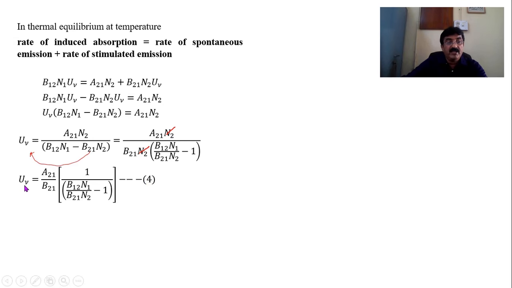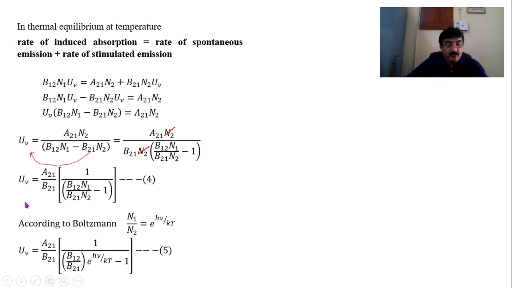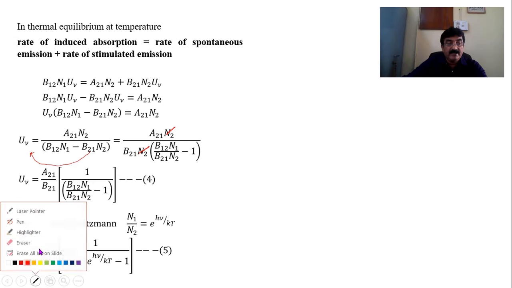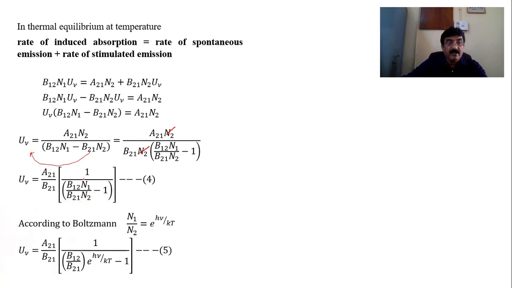So I have one equation for U gamma, but according to Boltzmann we have a substitution. N1 by N2 is equal to e to the power of h nu by kT. Therefore in this equation, this term remains as it is, 1 remains as it is, B12 by B21 remains as it is, and in place of N1 by N2, this whole term is replaced by e to the power of h nu by kT. Therefore I have e to the power of h nu by kT minus 1 here.